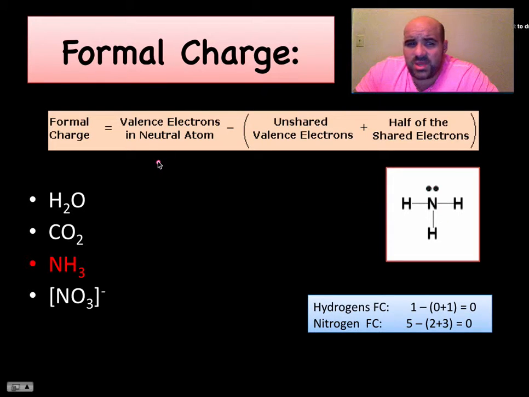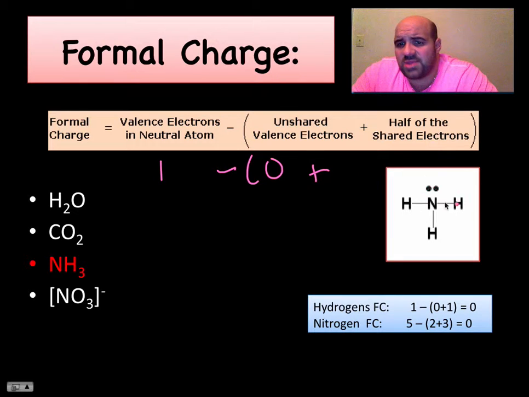Valence electrons in a neutral atom of hydrogen, 1. Column 1A, 1 valence electron. Unshared electrons, there aren't any. 1 minus 0, plus half of the shared electrons. Each hydrogen is sharing 2 electrons with nitrogen, and half of the number of shared electrons is going to be 1. 1 minus 0 plus 1 is 0. So formal charge is 0.